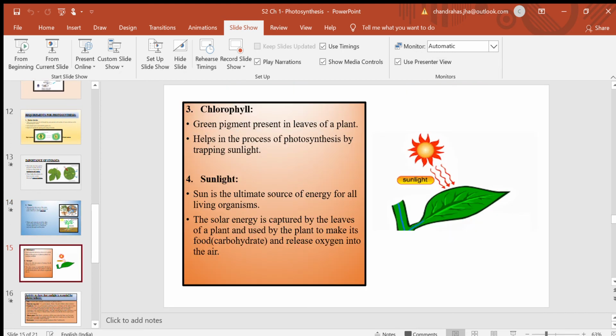Chlorophyll, the green pigment present in leaves of a plant, helps in the process of photosynthesis by trapping sunlight. Sun is the ultimate source of energy for all living organisms. The solar energy is captured by the leaves of a plant and used by the plant to make its food, carbohydrate, and release oxygen into the air.